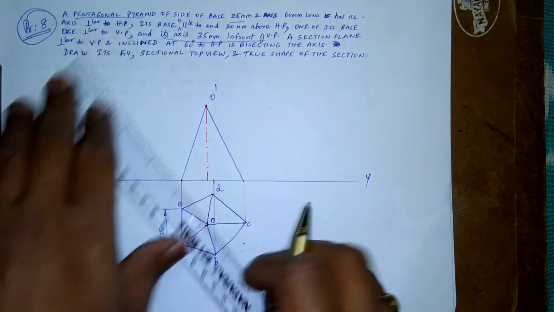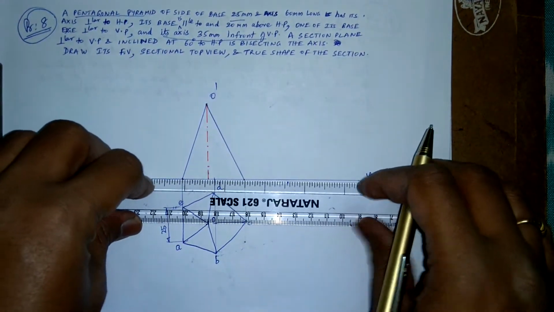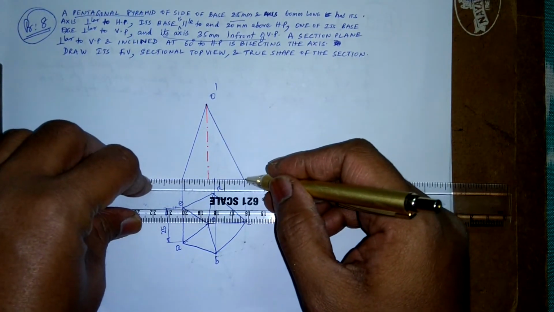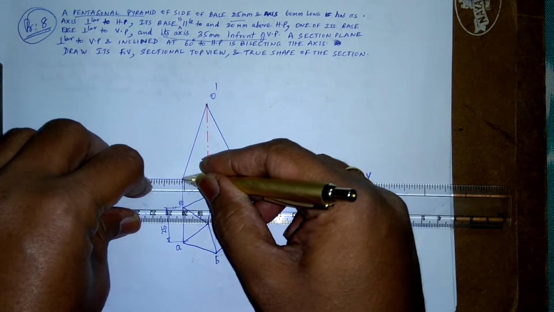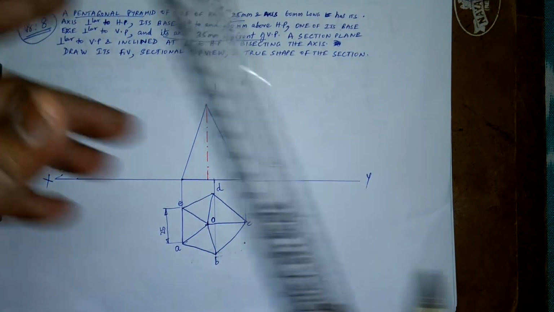My outline, I'm just drawing the outline, and this is my base shape. Don't forget to do this. Many people do forget to draw the base shape, the base projection. So now what about this one?